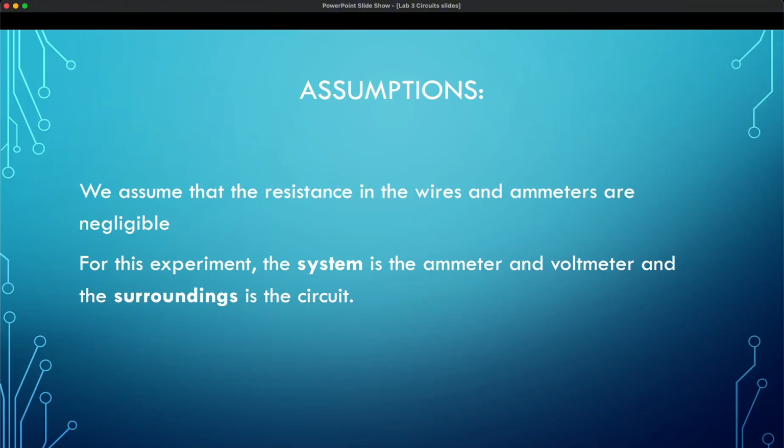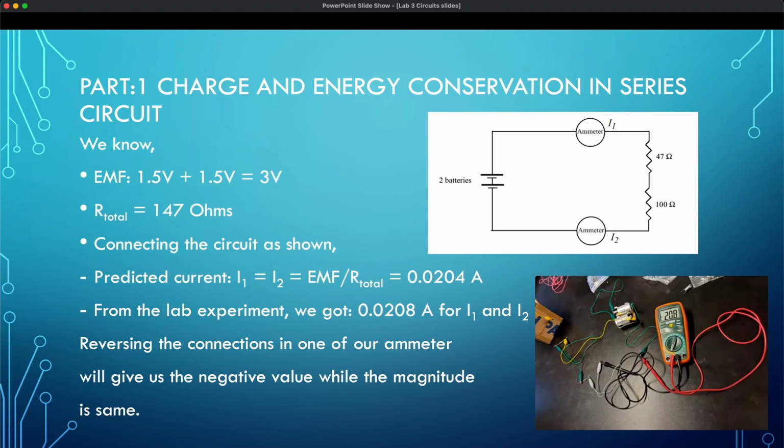The assumptions of this experiment are that the resistance in the wires and ammeters is negligible. For this experiment, the system is the ammeter and voltmeter, and the surrounding is the circuit. For part 1, we set up the experiment in this manner with 2 batteries, 2 ammeters, and 2 resistors. The EMF of this experiment is 3 volts. The total resistance is 147 ohms.